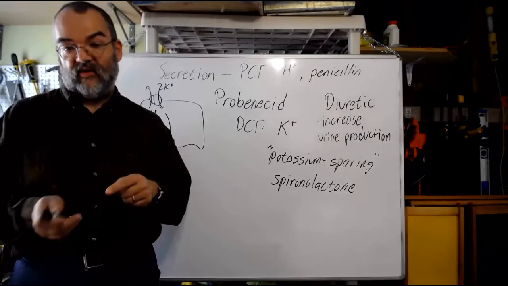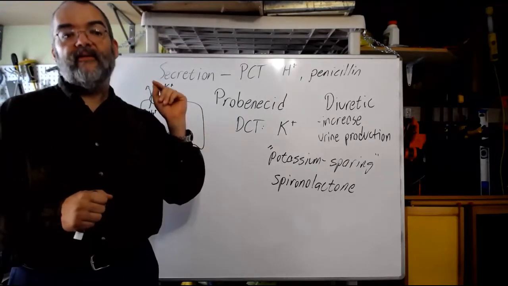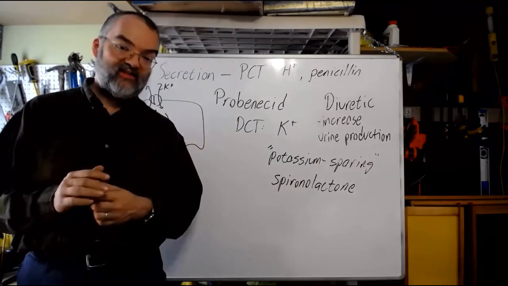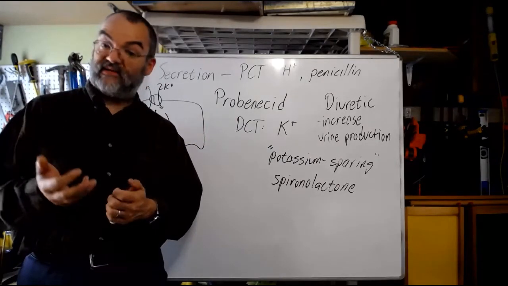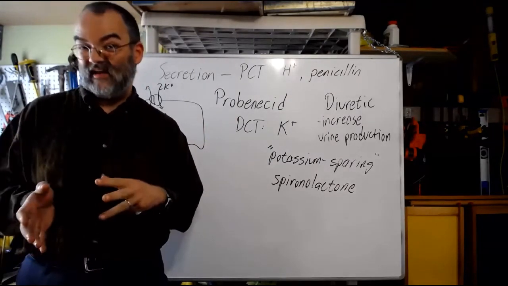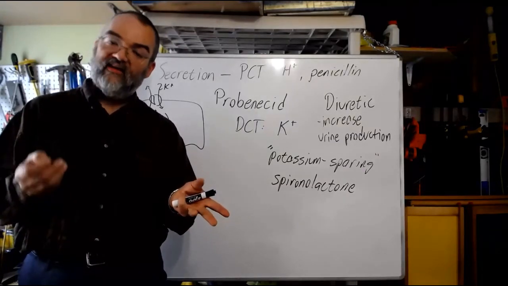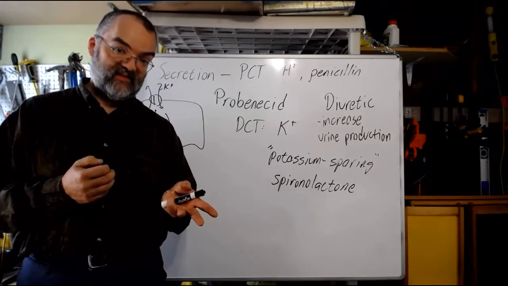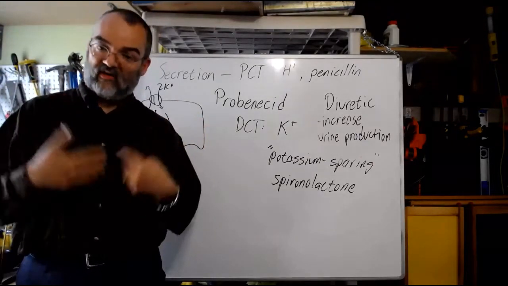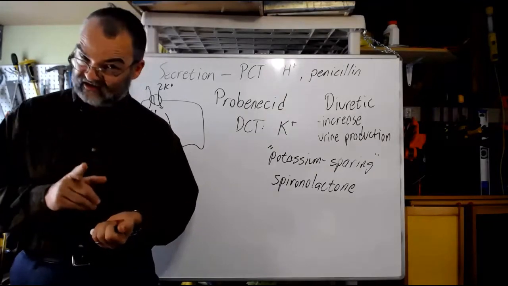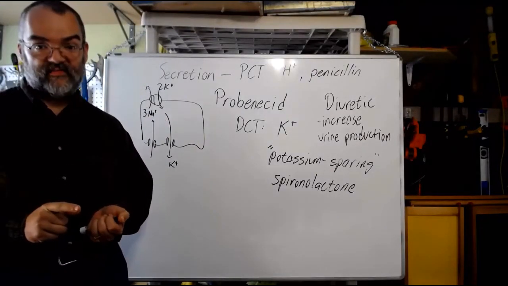Going back to probenecid briefly, since probenecid blocks the secretion of penicillin, it also blocks the secretion of a number of other drugs and drug metabolites, which is why sometimes if people are blood doping for an athletic competition, they might also take something like probenecid, which prevents those drugs from showing up in their urine as much to try to avoid detection. Don't do that, but it's an interesting thing physiologically speaking.